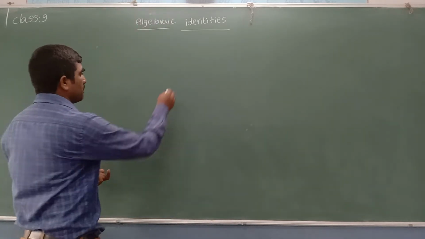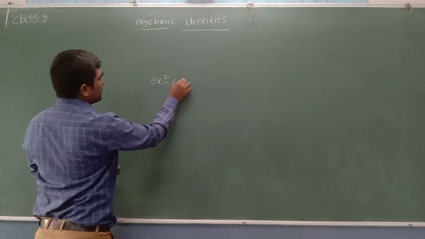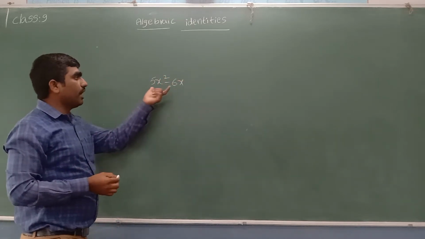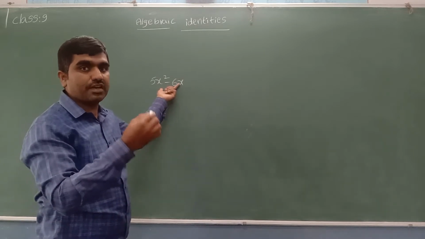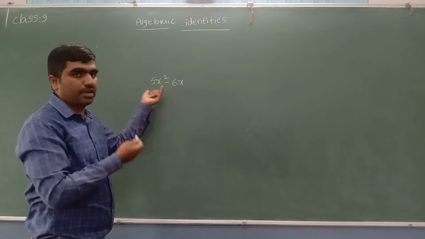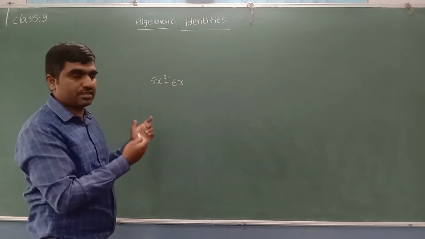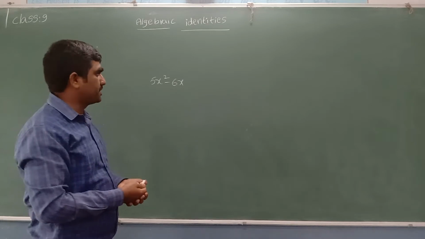Let me show you some examples here. Like 5x square minus 6x. It is called one algebraic expression. An algebraic expression is nothing but a collection of constants and variables. A collection of terms is called an algebraic expression.